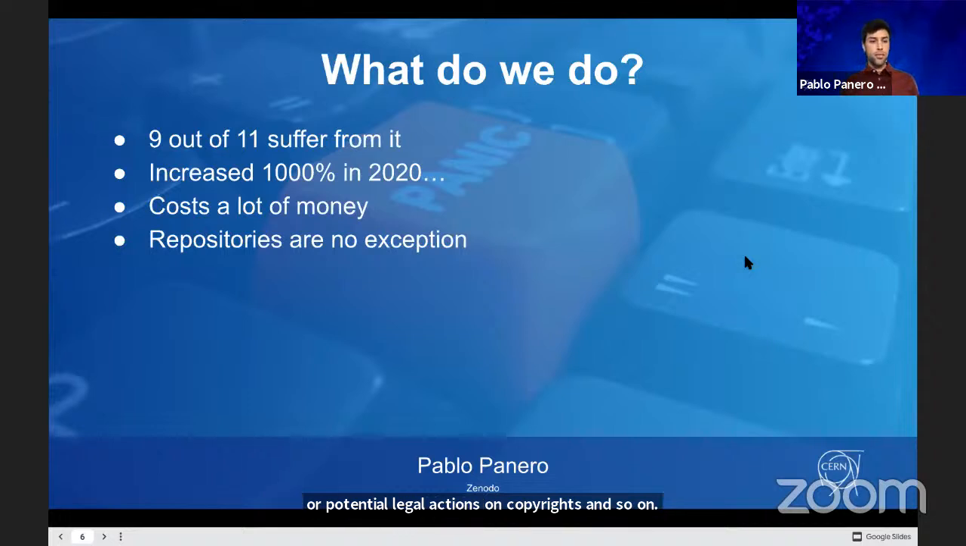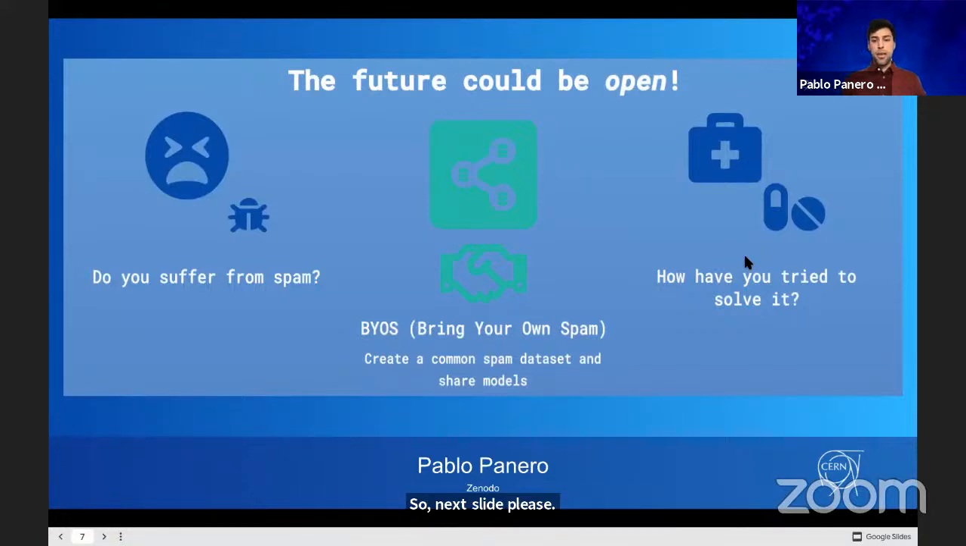So next slide, please. If you suffer from spam, have tried to solve it or done something, or are simply interested in it, let's come together and let's solve this in an open manner. And I'm not going to show the last slide because it's the poster and I want you to go and check it out. Thank you very much.